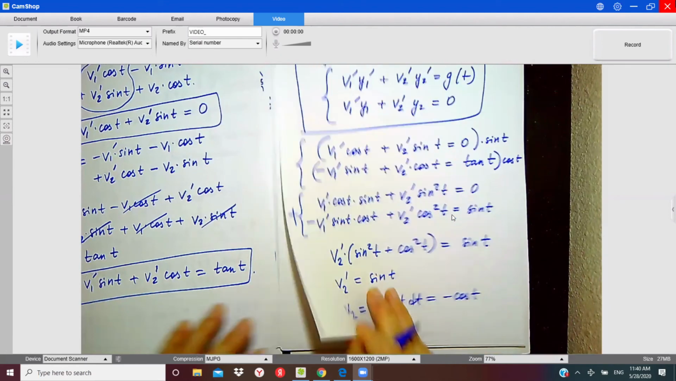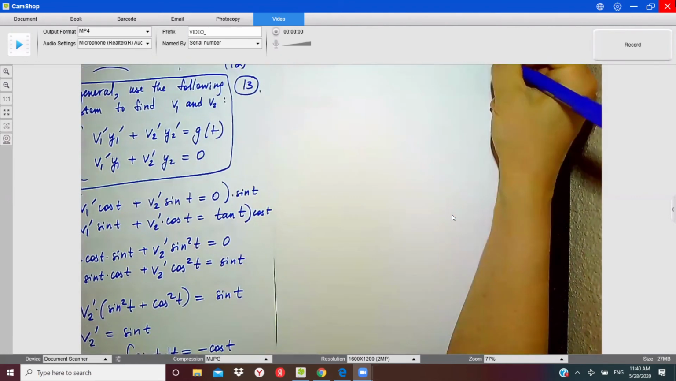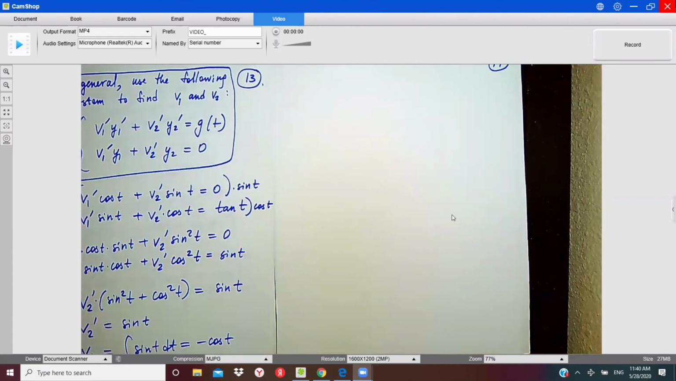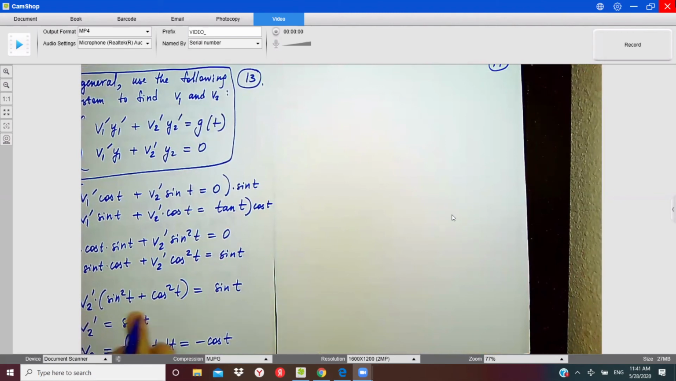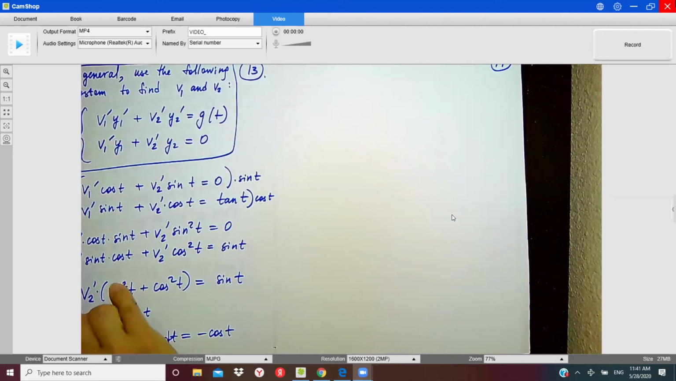Once you have your v sub 2 of t, we're ready to find... I'm sorry, this was v sub 1 or v sub 2? Oh yes, v sub 2, right? So we just found v sub 2. Let's find v sub 1 now. So v sub 1 can be found from this first equation right here.